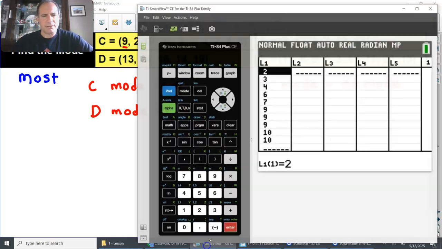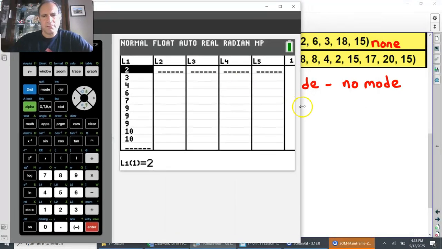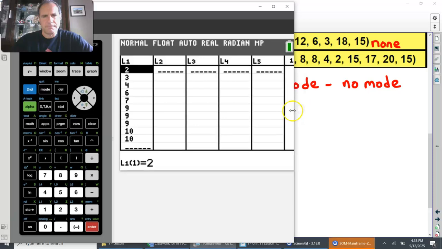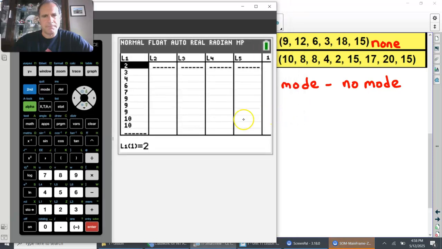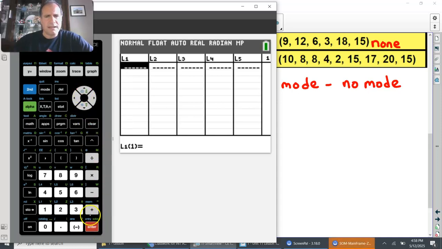So I'm going to bring up the calculator, right? I'm going to bring the calculator over here. I'm going to move this over. And I'm going to go up and clear out that list. And I'm going to input 10, 2 8s, a 14, a 12, a 15, a 17, a 20, and a 15.